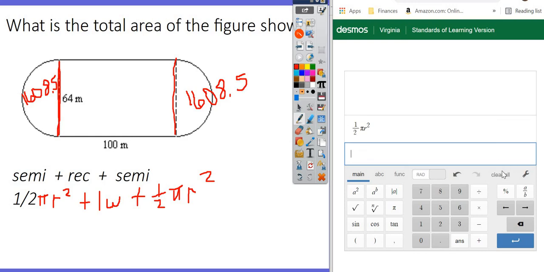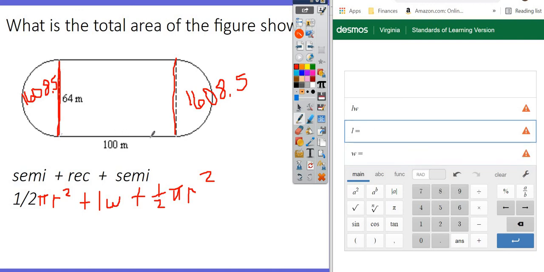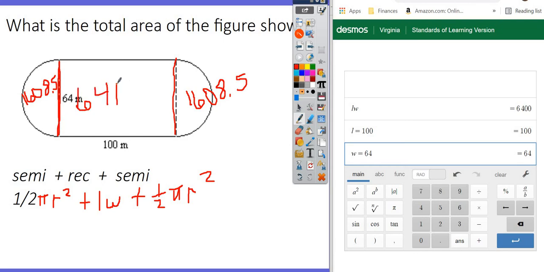So now all that's left is the area of my rectangle, which is length times width. So my length and my width are the last things I have to plug in. My length is 100, and my width is that entire 64. So that means that the area of my rectangle is 6,400 units squared.